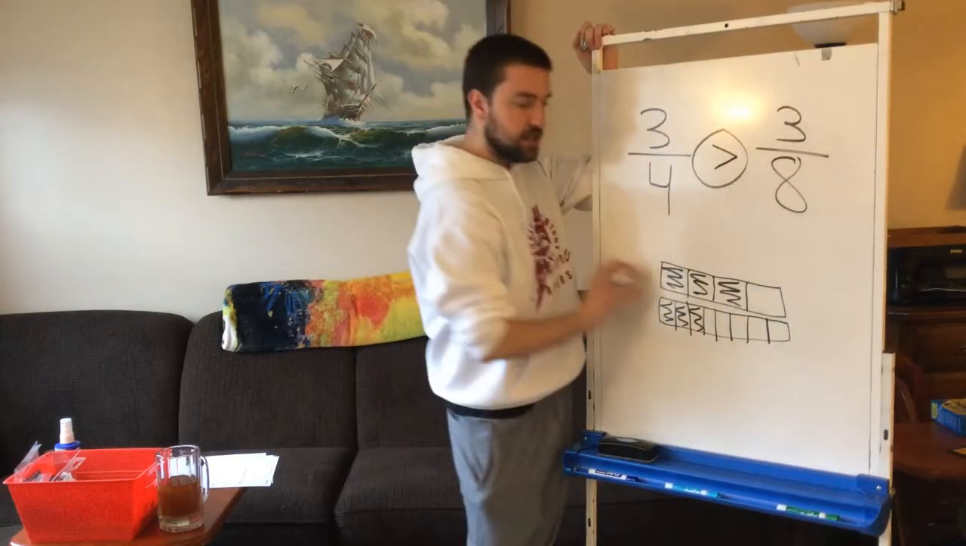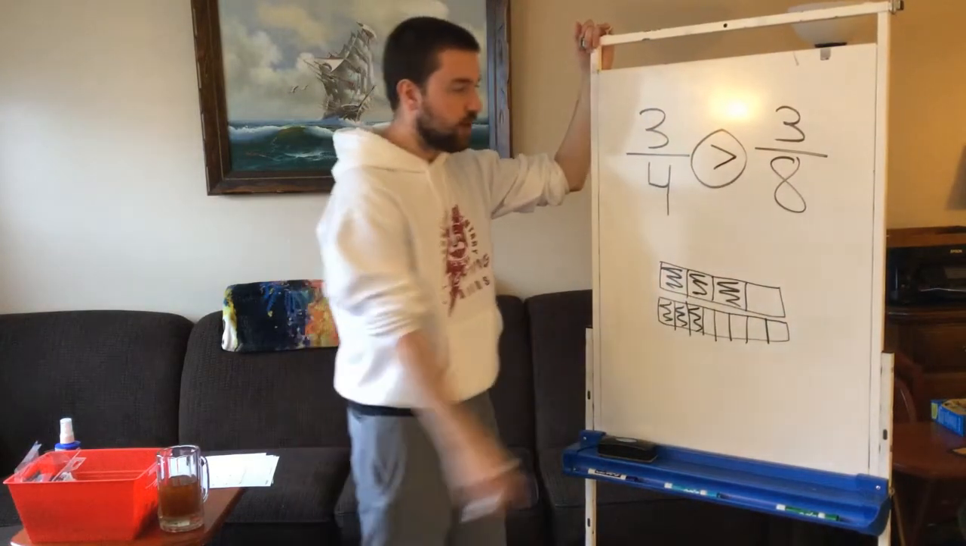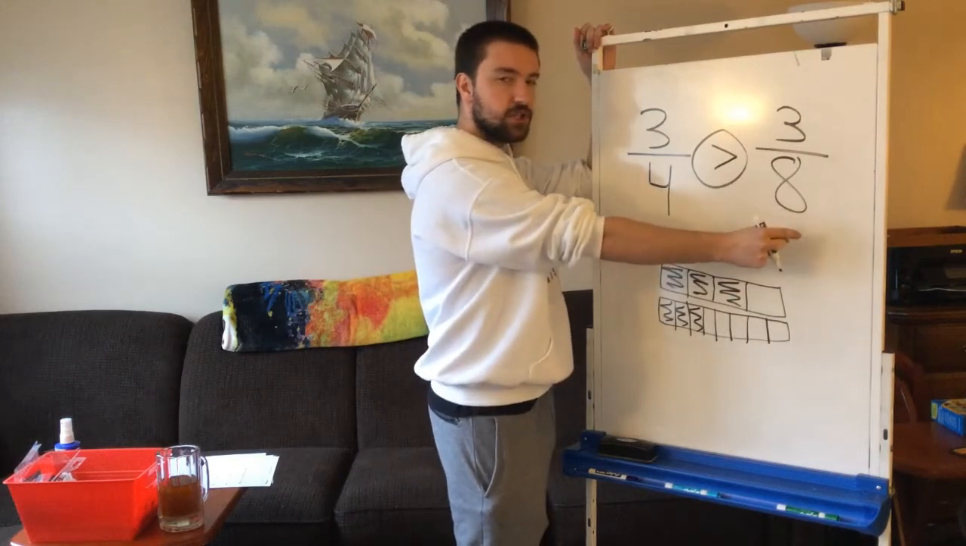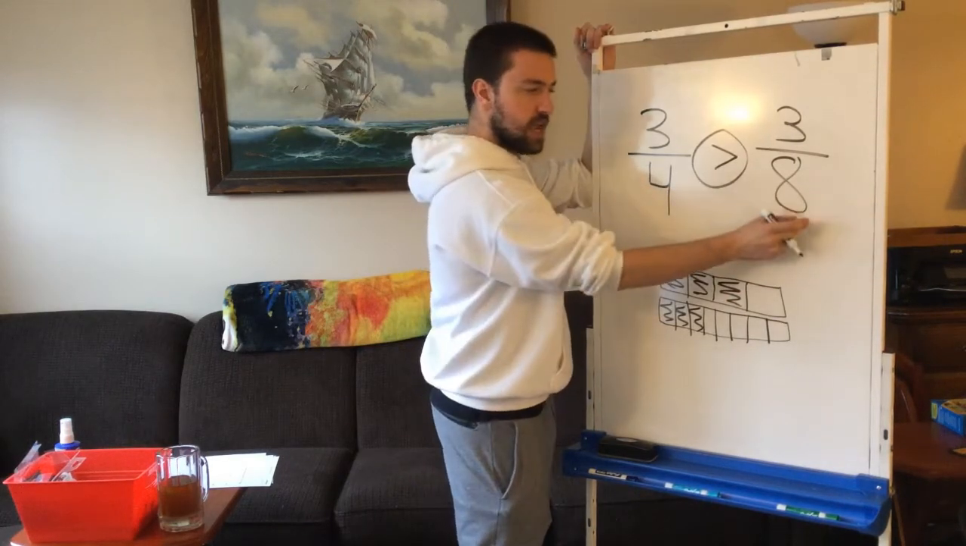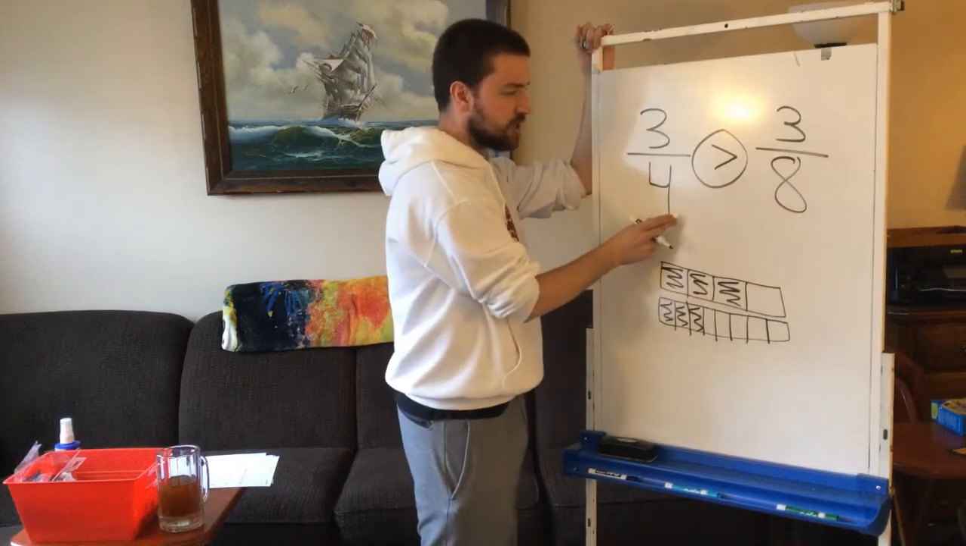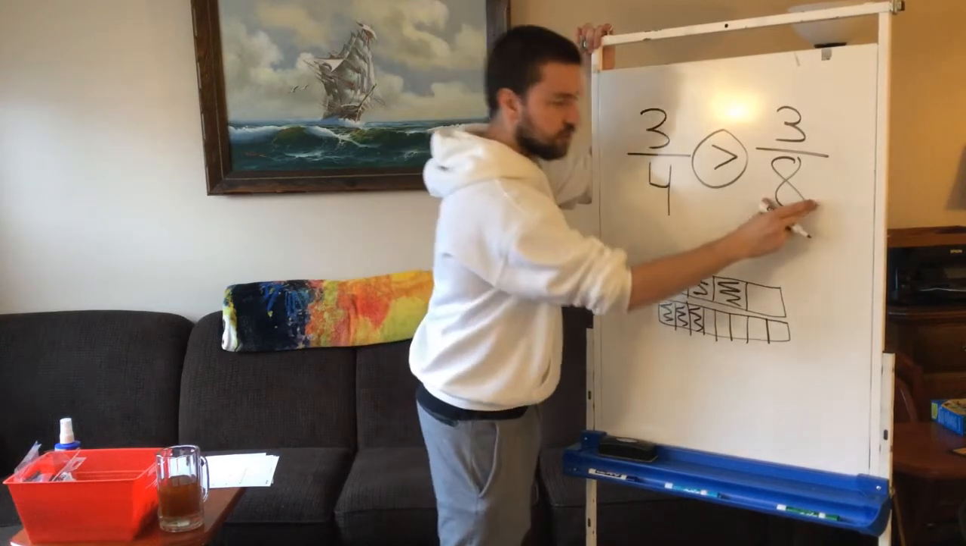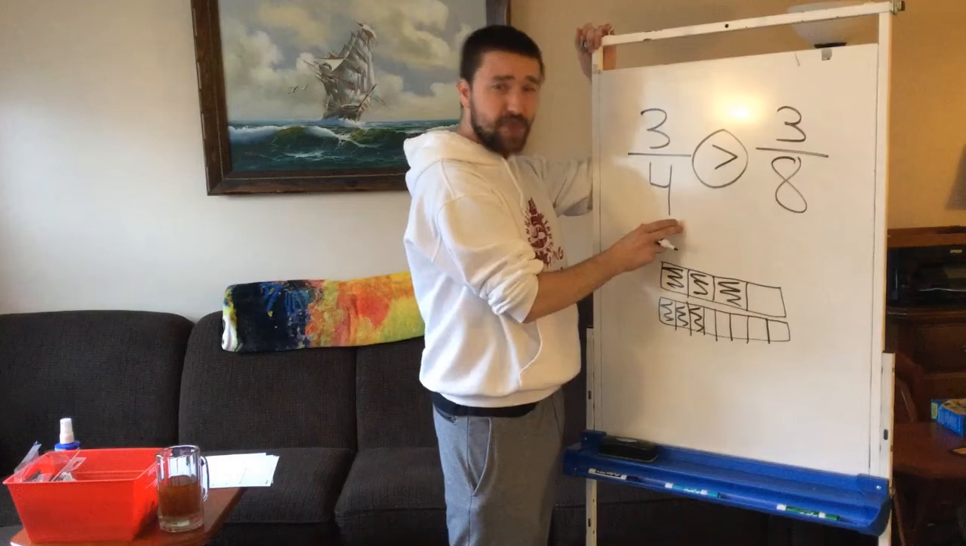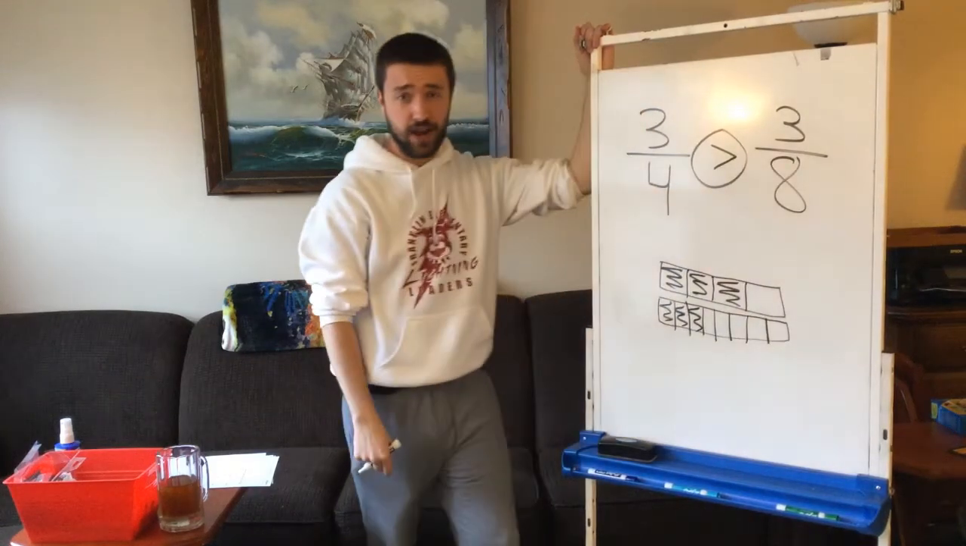I could have solved this without even this picture, because I can just tell myself, wait, the bigger the number, the smaller the piece, which means 8ths are smaller than 4ths. And if I have 3 of these and 3 of these, and these are bigger, this has to be the bigger fraction.